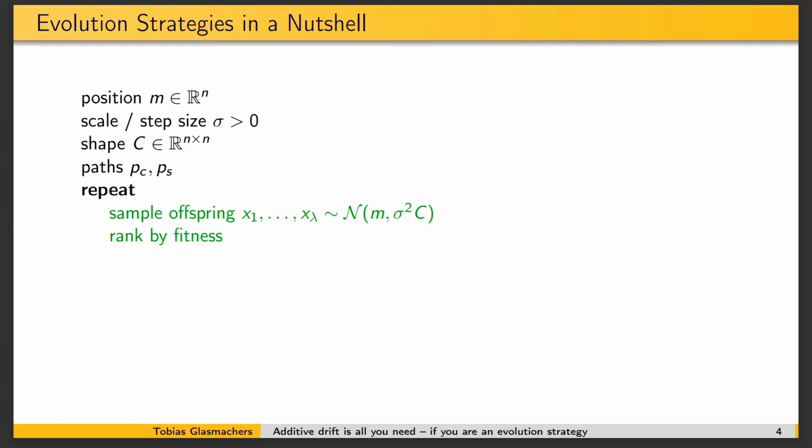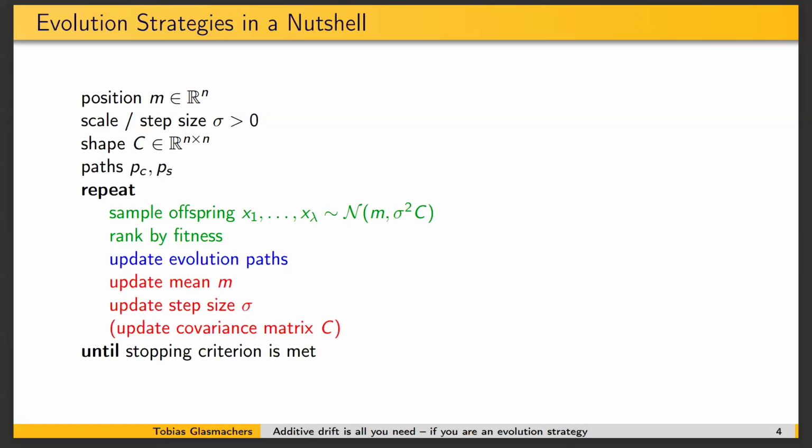And we sample that from a normal distribution centered on this vector m, and with a covariance matrix that consists of basically two components. We have the shape parameter C, which we also call covariance on the slight misuse of notation. And we have this scale sigma square in there. And then, of course, we rank our individuals by fitness, or we compare to the parent or something like that. And from that, okay, you can then update the evolution path.